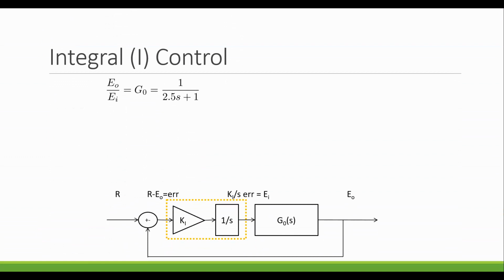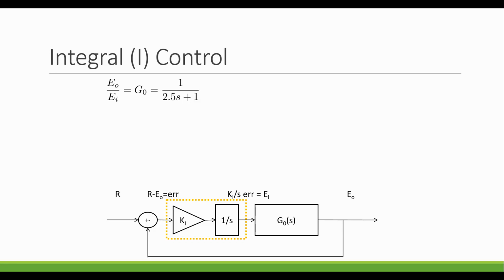It's the same plant as before. We want to control this RC circuit, this 1 over 2.5 S plus 1. We still want its constant steady state value to be 5 volts, and we want to be able to get to that 5 volts quickly. So this is going to be the schematic for our closed loop controller now.